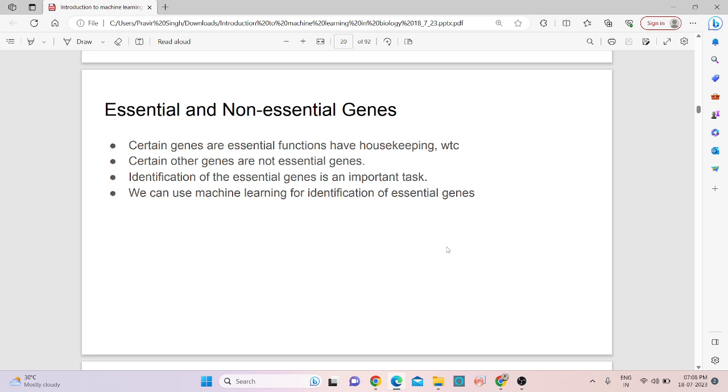Okay, so let us see how we use this to differentiate between essential and non-essential genes. Certain genes are essential genes which have housekeeping and more important functions. Certain genes are not essential genes. So identification of essential genes is a very important task. How do we use machine learning to do this? We will show that with this simple example.